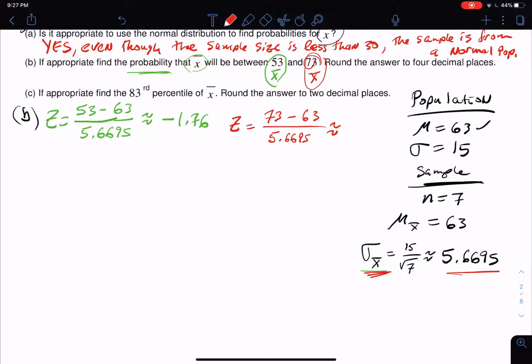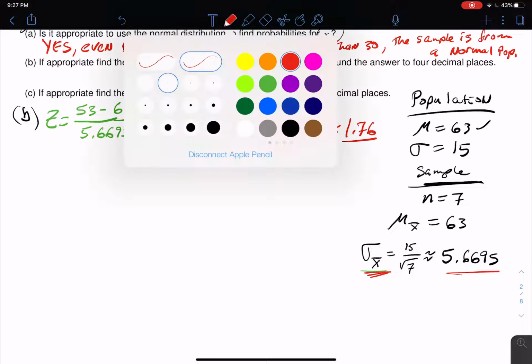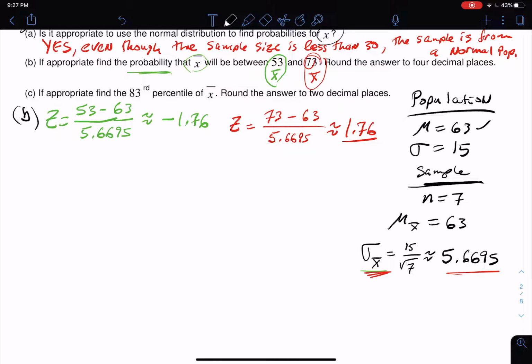This gives us approximately positive 1.76. Okay, so now we have converted into z-scores. So this is considered a standard normal curve. It's got the normal curve, and even better yet, the mean is 0.